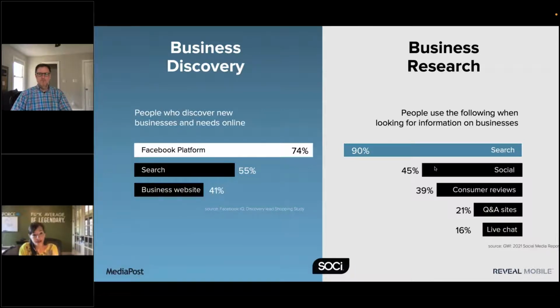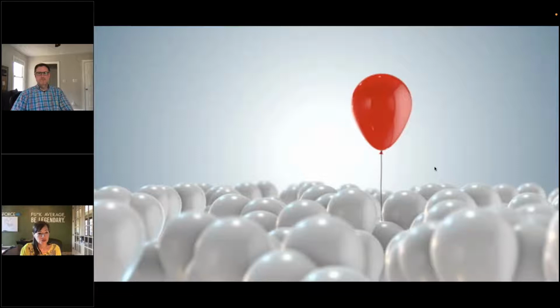And then look what's underneath social. You've got consumer review sites, Q&A, live chat, etc. So really hope this emphasizes the need for you to be placing your brand, not just in search, but other channels like social.